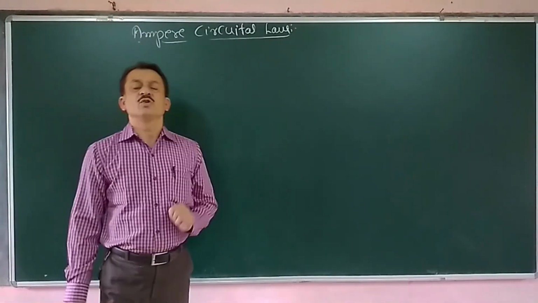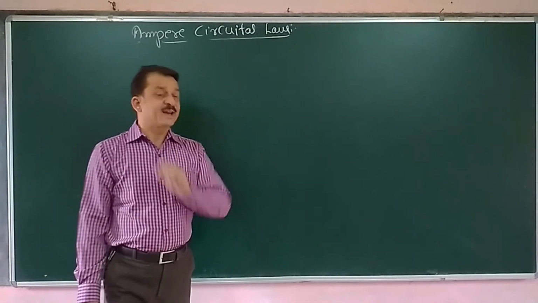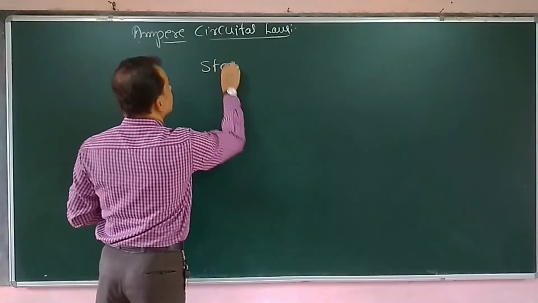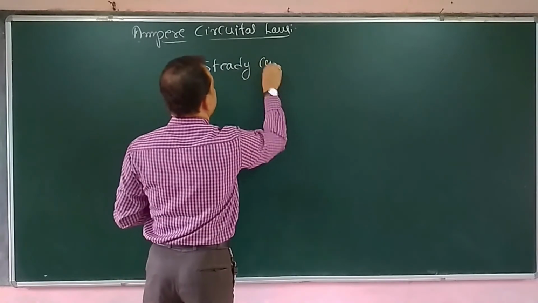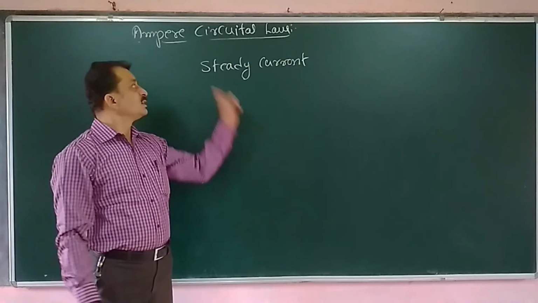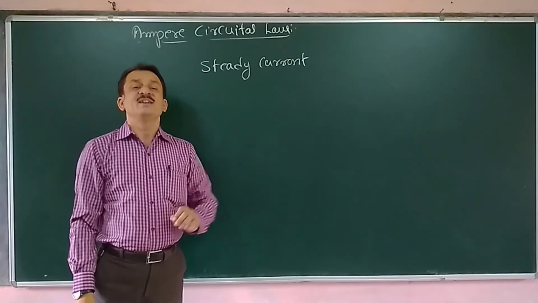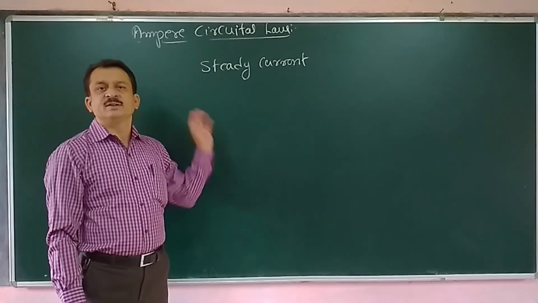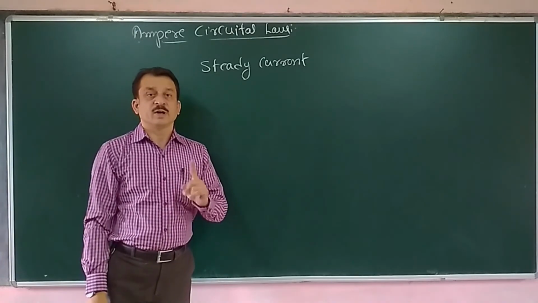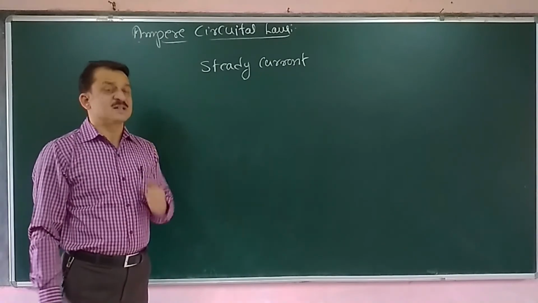Now this Ampere circuital law, it holds good only in the case of steady current. It holds good only when the current is constant, it is steady. If the current is variable, then this law does not hold good. Okay? And one more thing, we have studied two concepts.